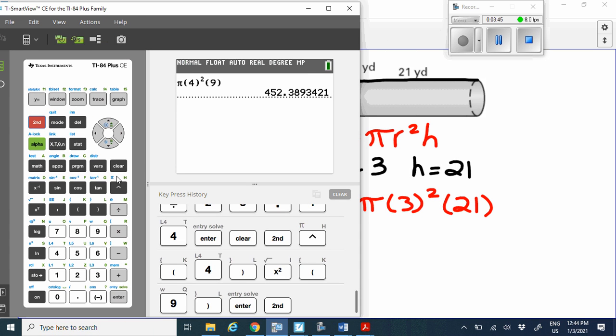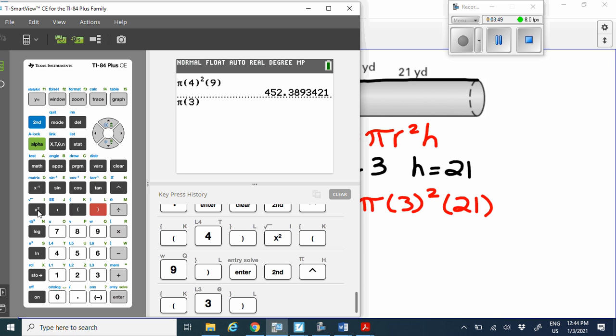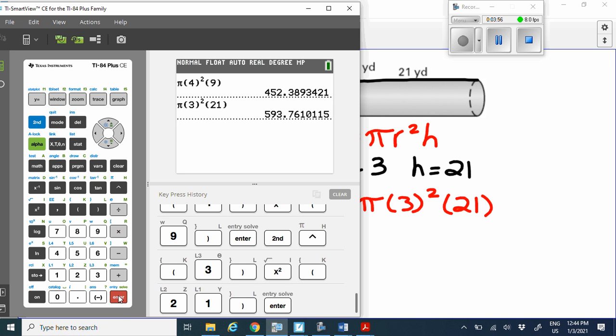So remember, second caret key to get that pi, and then parentheses 3 squared, or if you already know what that is, you can just plug that in as well. And then parentheses 21, and then press enter. We have about 593.76.